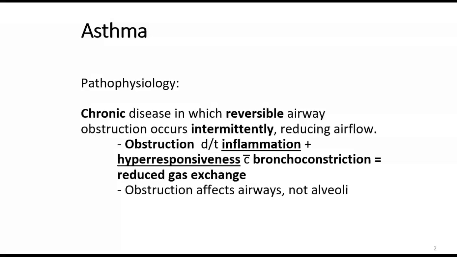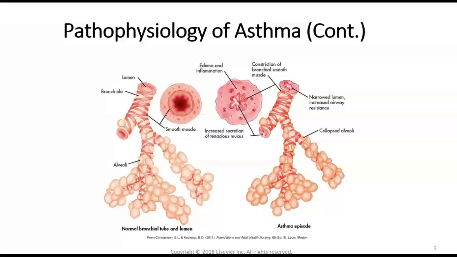baseline. Obstruction is due to two things: inflammation and hyperresponsiveness with bronchoconstriction, which these two things together, and even on their own, reduce gas exchange. Obstruction is in the airways, not the alveoli. And you can see in this diagram what's going on with asthma.